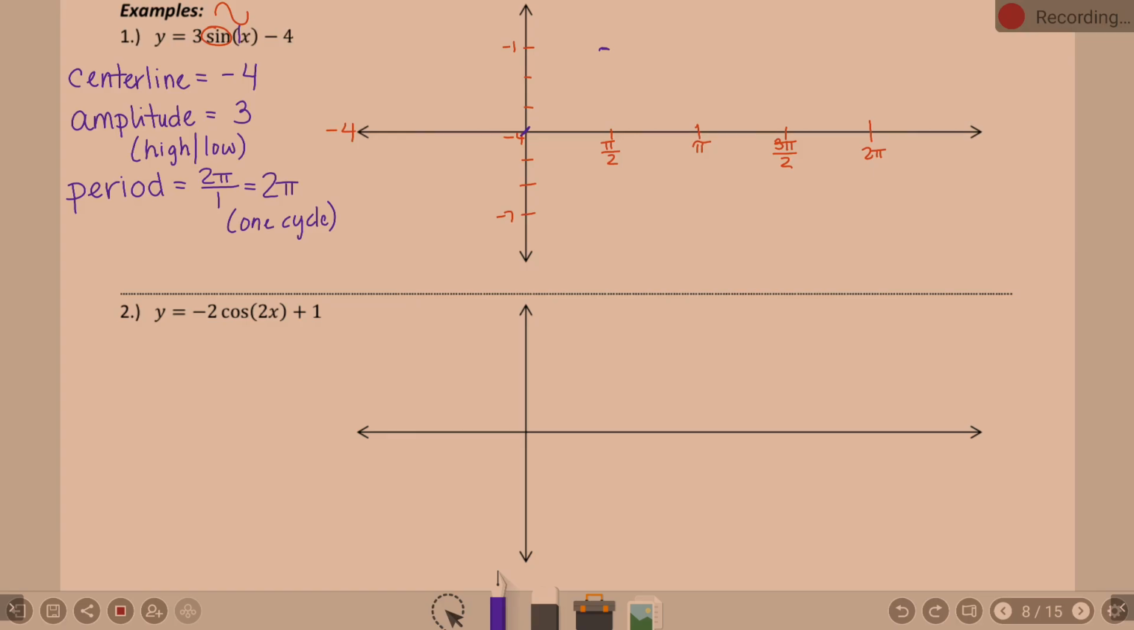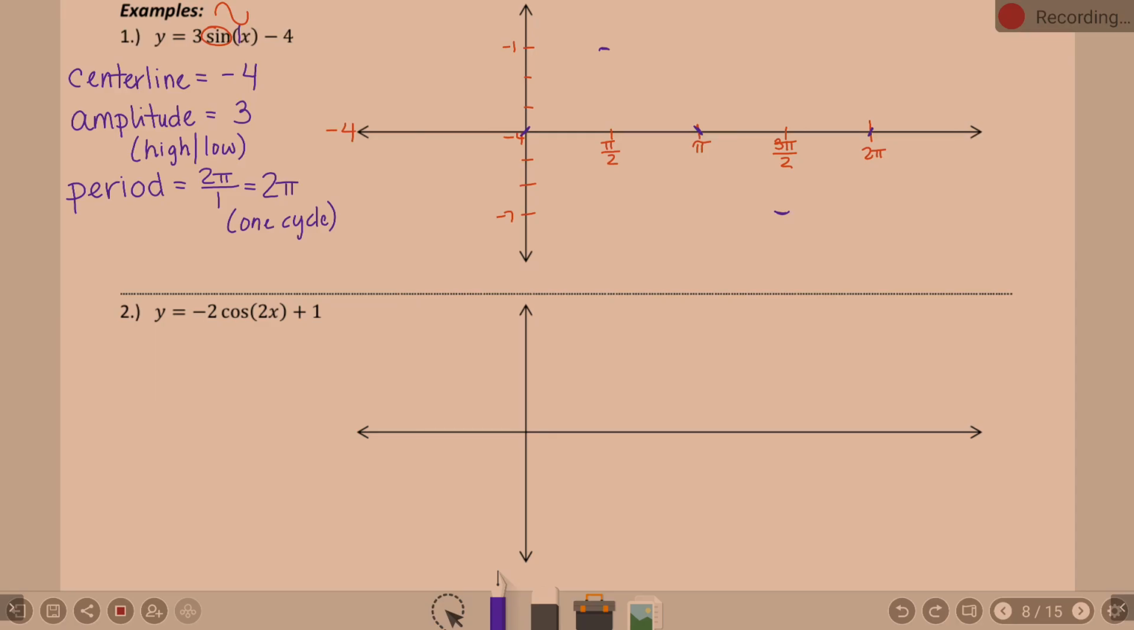Then, halfway through, it cuts through the x-axis. Then, 3/4 of the way through, it has a minimum. And then at the end, it cuts through the x-axis again. We're going to connect those into a nice, neat, flowing curve.